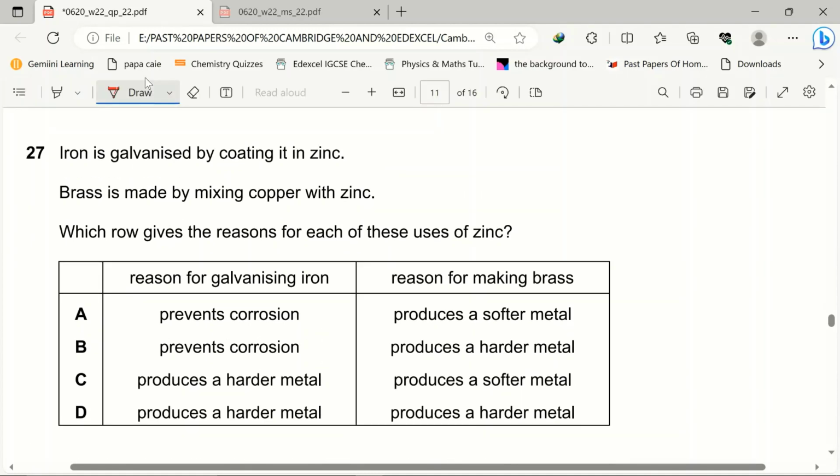Number 27, iron is galvanized by coating it with zinc. Iron is galvanized with zinc, that we know. Brass is made from copper and zinc by alloying them together. Mixing means alloying. Which row gives the reasons for each of these uses of zinc? Reason for galvanizing iron: prevents corrosion. The objective of galvanizing is to prevent rusting, which means corrosion. Reasons for making brass: produces a softer metal, produces a harder metal. We know pure metals are softer than alloys, so we want to make a harder metal. That's why we are using copper and zinc together to make brass. So B is the only correct answer. Alloys are harder than pure metals.